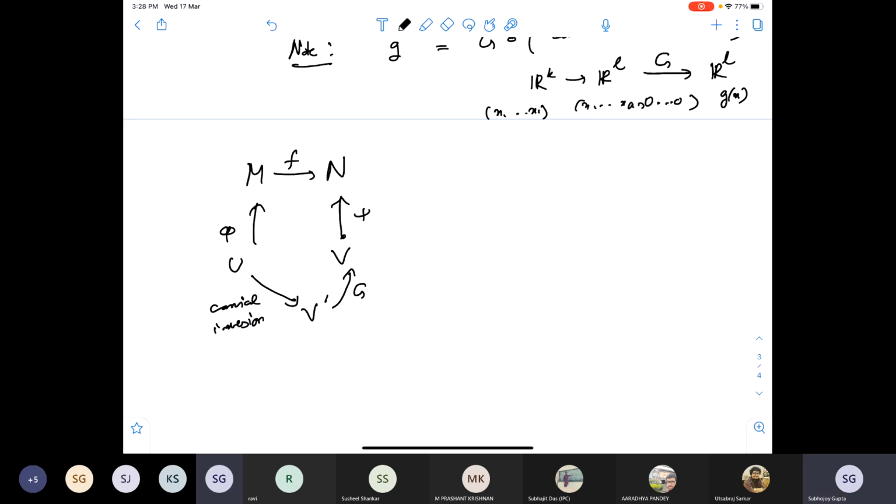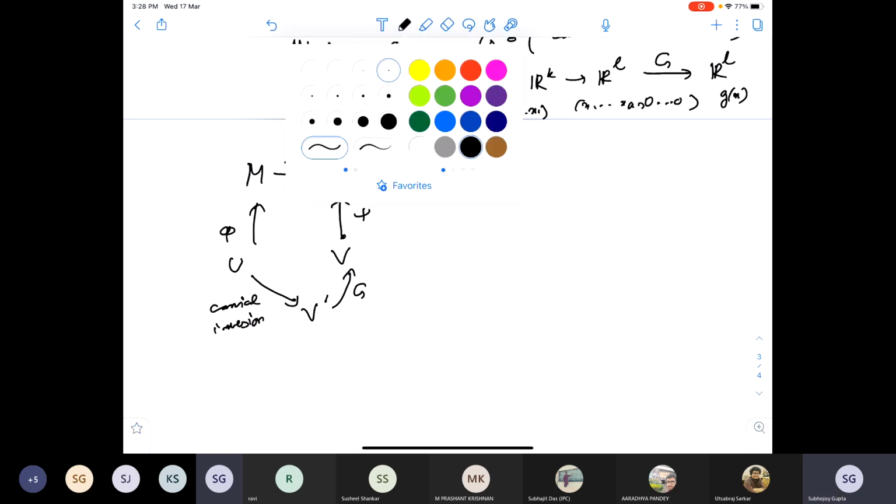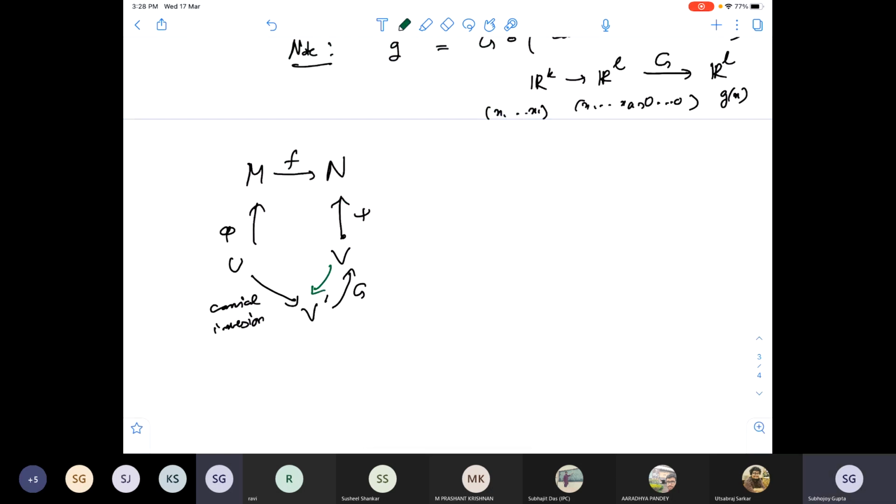Well, G inverse exists on V, and then you choose your V prime to be the pre-image, so to be G inverse of V, something like this, right? So you can sort of shrink U and V such that the diagram on the left makes sense.